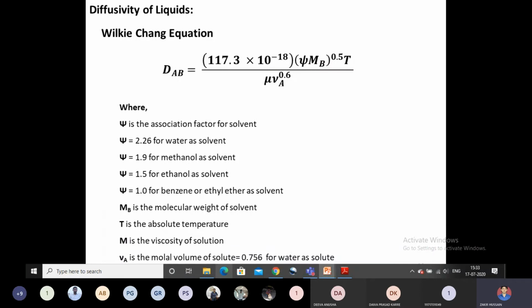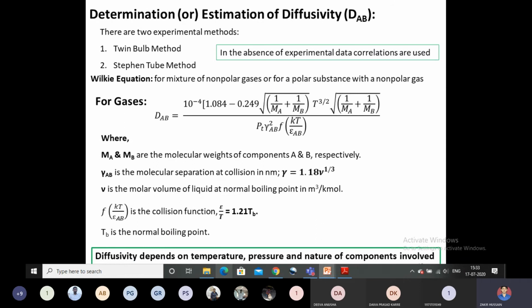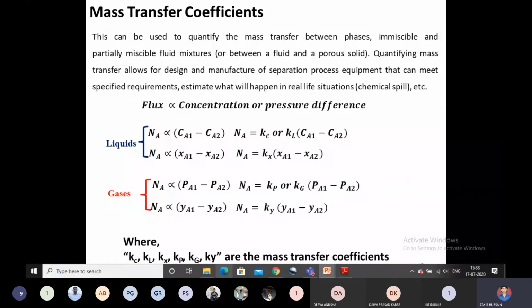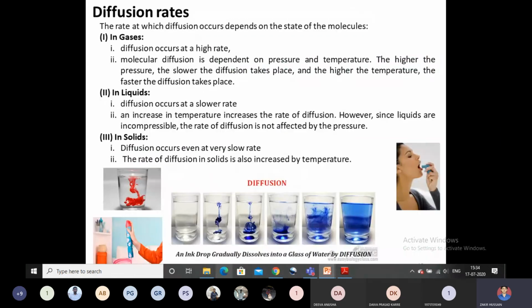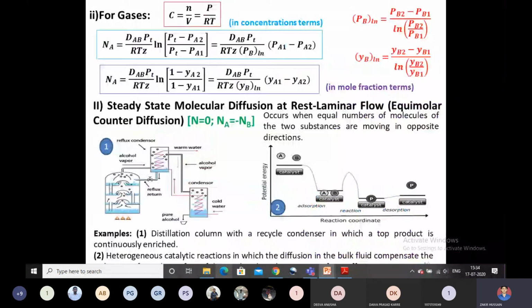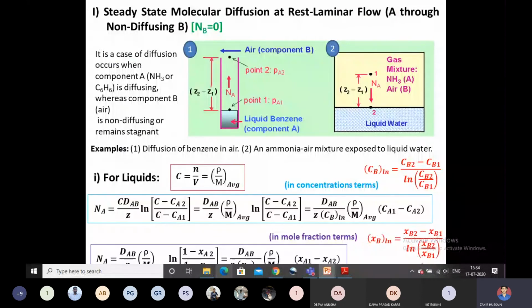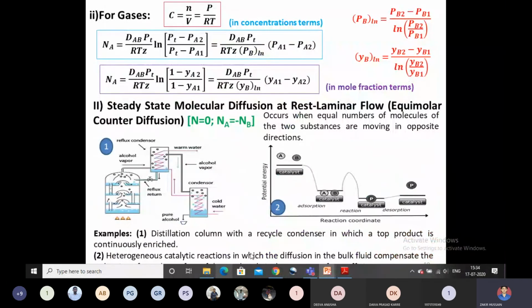Then similarly, for the case of liquids, the Wilke-Chang equation is there. These two equations are frequently used in this mass transfer course, so I will go through them in depth. The next important and last part of this unit is the mass transfer coefficients. How are these mass transfer coefficients involved? It is completely dependent on the derivations which we have derived now, and tomorrow, in two classes, we are going to derive these equations. All these equations are very useful in part C of unit 1.